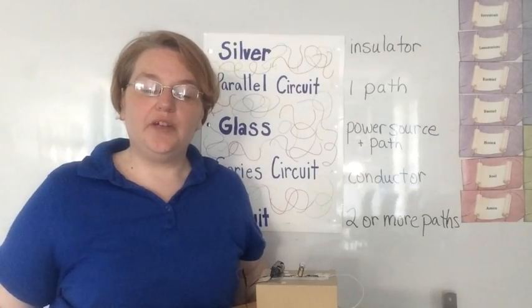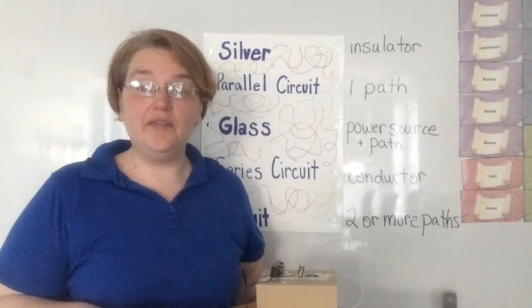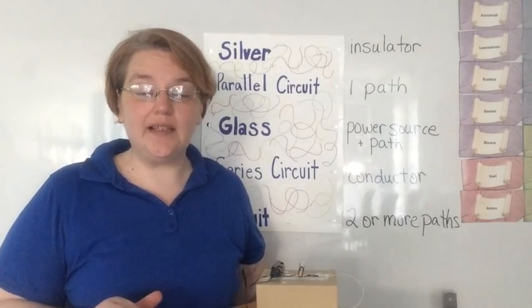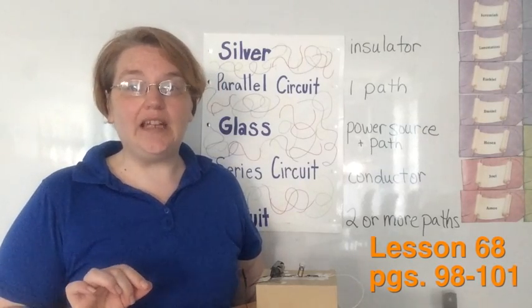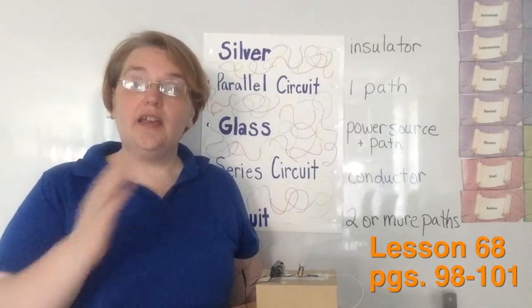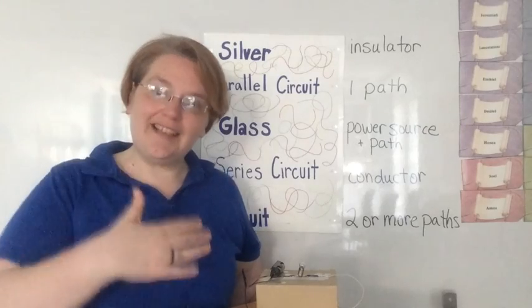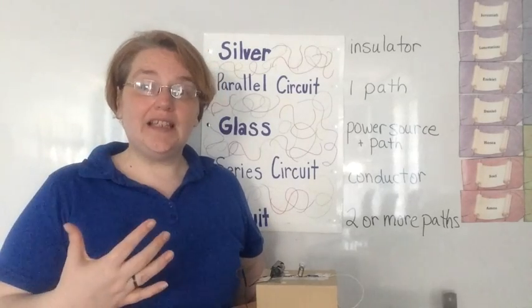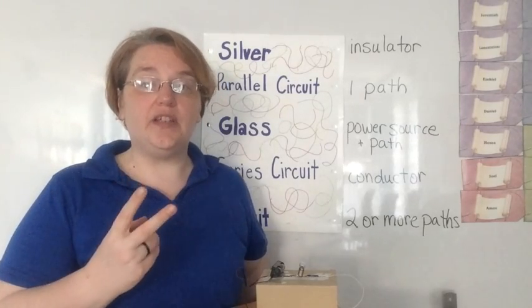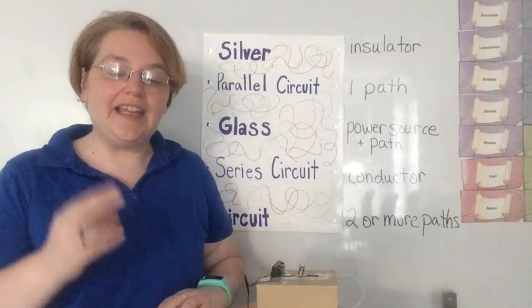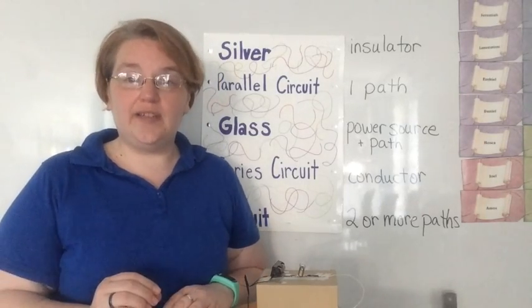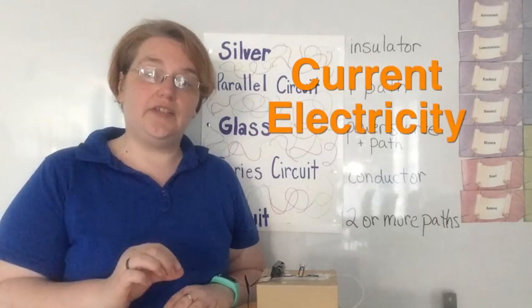Back to my channel. We're continuing on in Chapter 5, learning about electricity and magnetism. We're on Lesson 68, and we're going to be covering pages 98 through 101. Yesterday, or the last lesson, we learned about static electricity, and I said there were two kinds of electricity. Today we're going to be looking at that second kind of electricity called current electricity.